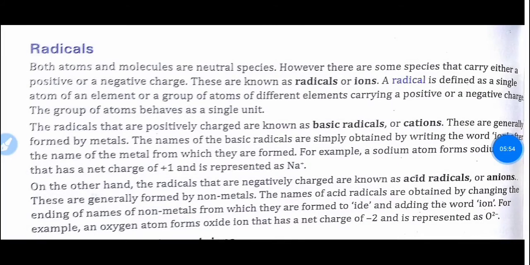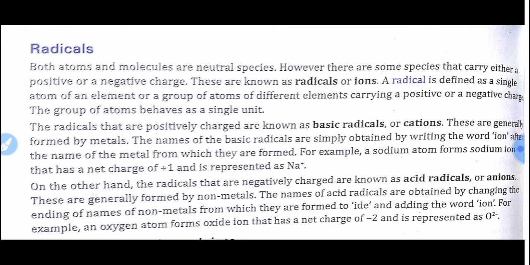So next thing we will read about radicals. Both atoms and molecules are neutral species, as you know. However, there are some species that carry either a positive or a negative charge. These are known as radicals or ions.